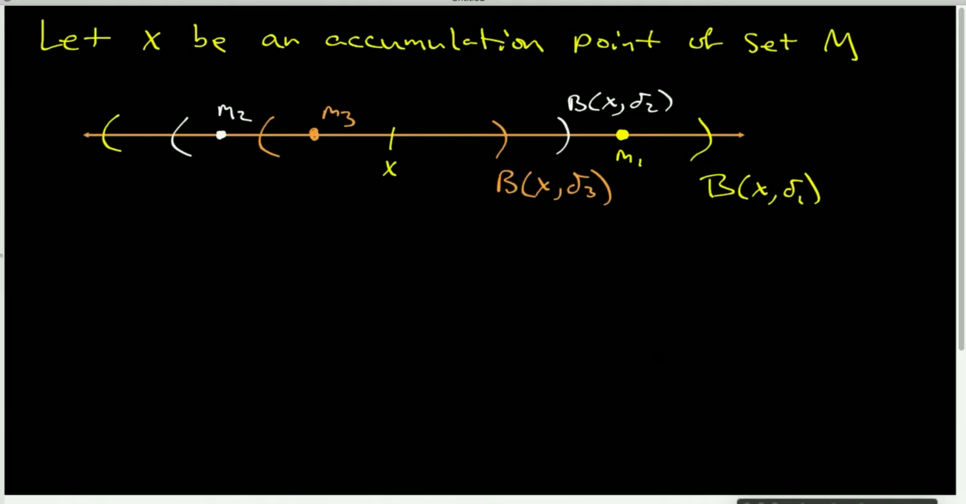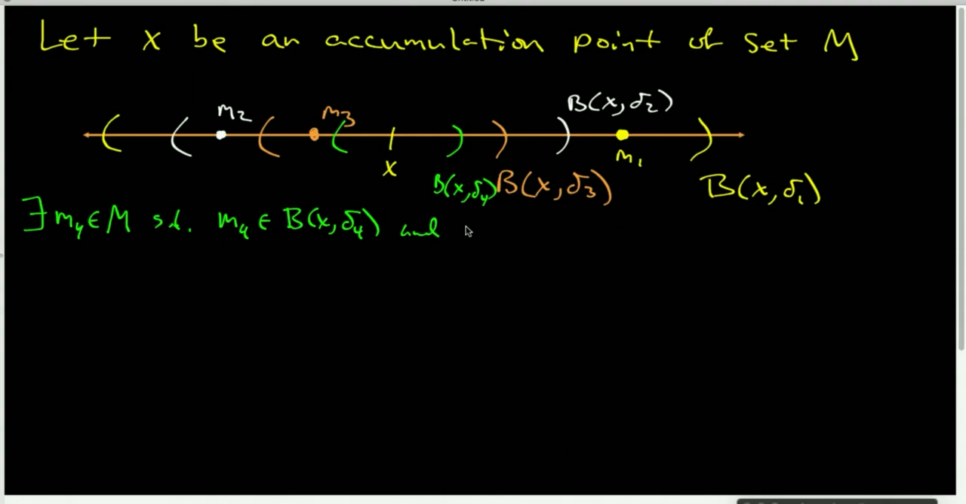Obviously, this kind of argument can be continued. Now that we have M3, we can find a small delta ball that is too small to contain M3, but contains X, because M3 was not equal to X. And because X is an accumulation point, there is an M4 inside M such that M4 belongs to this new delta ball, and M4 is not equal to X. So M4 is somewhere, let's put it there.